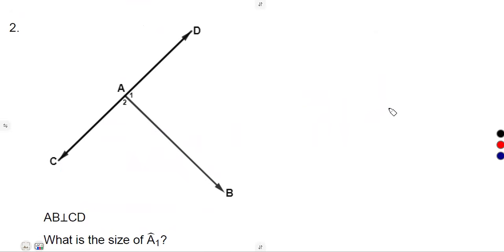Number 2, given that AB is perpendicular to CD, meaning to say where this line AB and CD meet, they meet at 90 degrees. So this is 90 degrees. This is also 90 degrees on that other side.